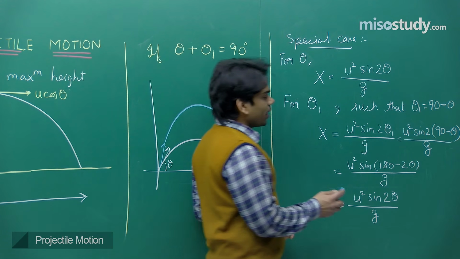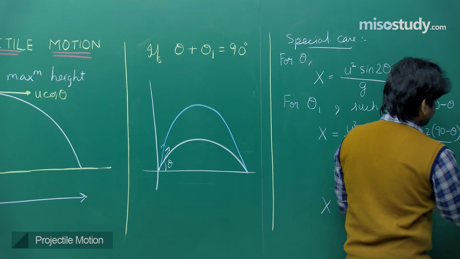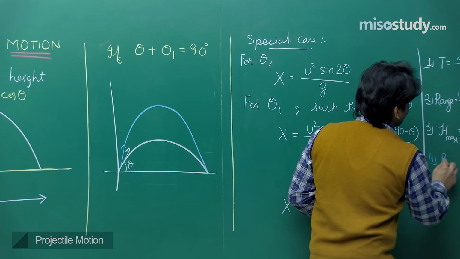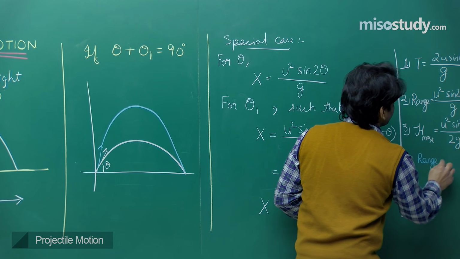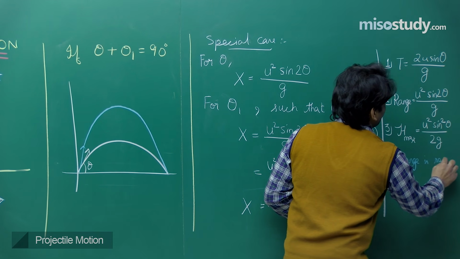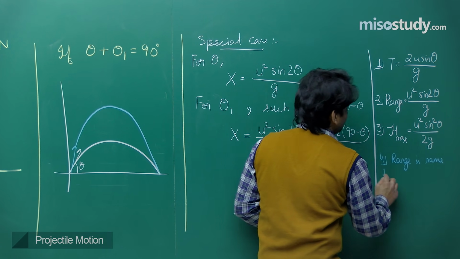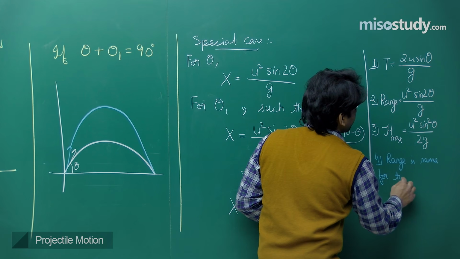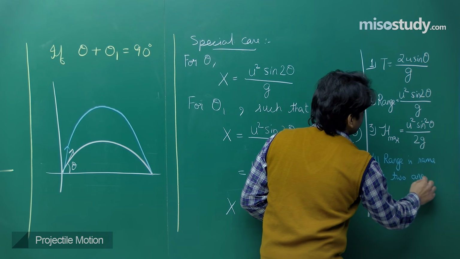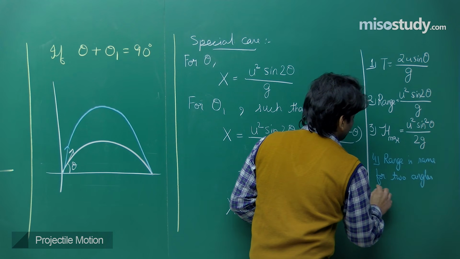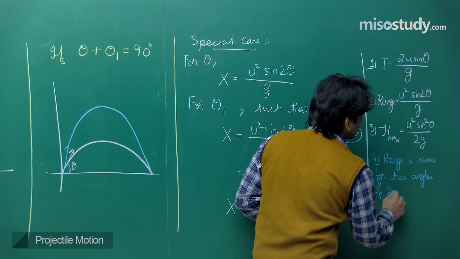So we can make one more point. Fourth point: range is the same for two angles of projection if both are complementary and initial velocity is the same.